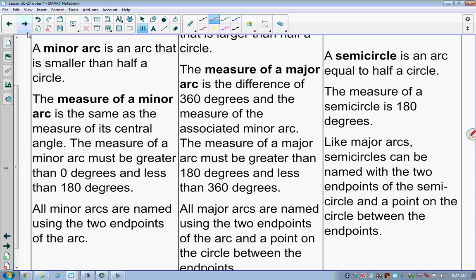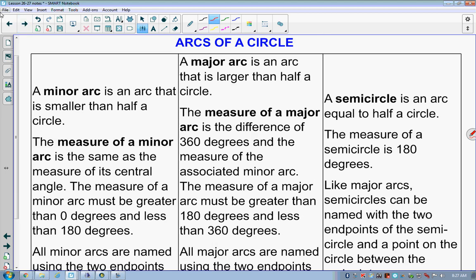The measure of a minor arc is the same as the measure of its central angle. We just discussed that. The measure of a minor arc is going to be greater than 0, but it has to be less than 180. Not even equal to 180. It has to be less. All minor arcs are named using 2 endpoints of the arc. So whatever those 2 letters are.